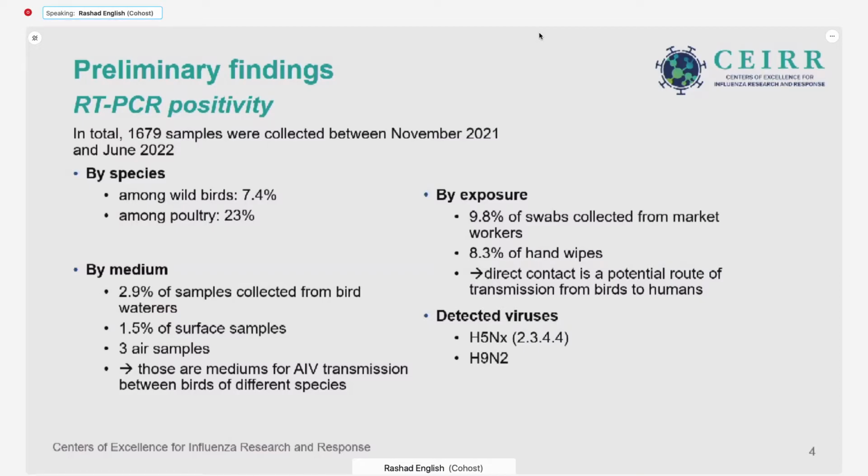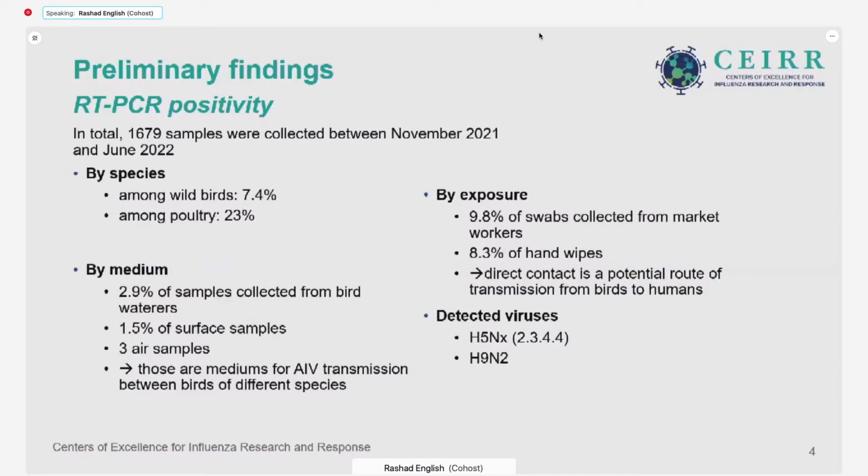Between November 2021 and last June, we have obtained a little over 1,600 samples. If you look by species, among the wild birds our positivity rate is about 7%, while in the poultry it's up to 23%, so fairly high for a surveillance program. But because it's a live bird market, I think that's common. What we used to see is about 5% positivity, but because we are in this concentrated transmission zone, I believe we see a little higher positivity rate.